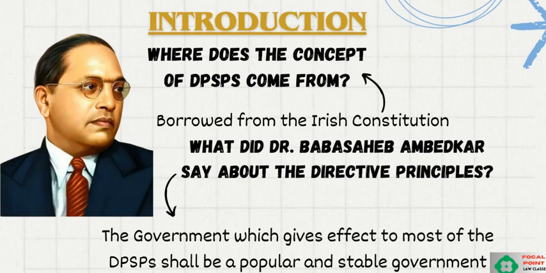Now, let us look at what Dr. Baba Saheb Ambedkar had to say about the directive principles. According to Dr. Ambedkar, who was the father of the Indian Constitution, the government which gives effect to most of the directive principles shall be a popular and a stable government. Remember that. The government which gives effect to most of the DPSPs shall be a popular and a stable government according to Dr. Ambedkar.